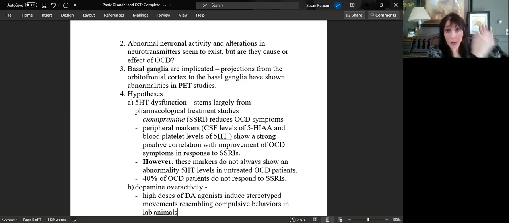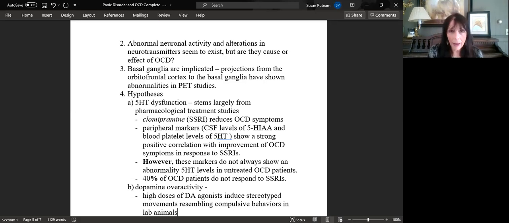It's one of those things, as you've seen way back in the very beginning of the semester, that sometimes you treat somebody with a drug and then you notice something that you weren't expecting. You perhaps were administering this treatment for a completely different disorder. And then you observe changes in behavior that steer you in the direction of another one. Clomipramine, which is an SSRI, often shows a reduction in OCD symptoms when administered.